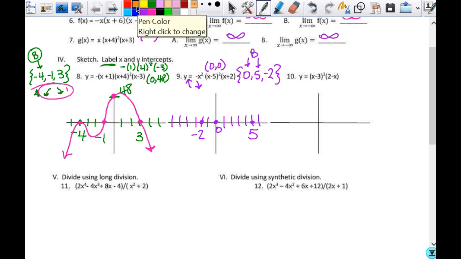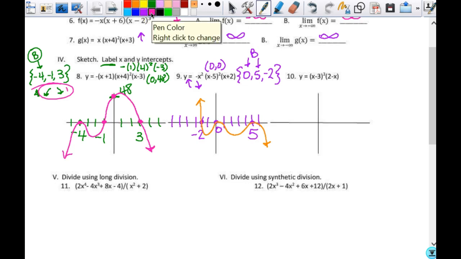So then I'm going to start up here. I've got bounces, so I'm going to bounce at 0 and at 5, but not at -2. So I'm going to come here, go up, I bounce at 0, I bounce at 5, and come back down like that. And remember, I don't know how far down we go here and here or here, so yours might look a little bit different, and that's okay.